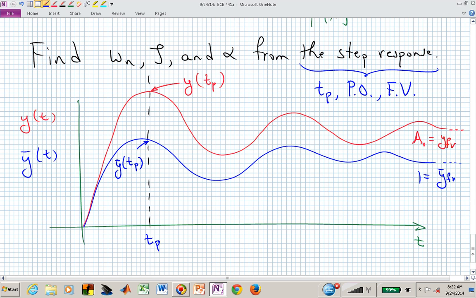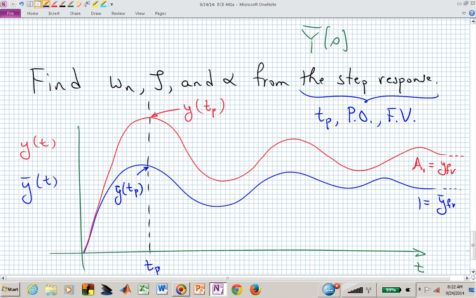If you wanted to find when y bar of t sub p reached its maximum, what would you be thinking about in terms of calculus? You would want to know, when is the derivative of y bar equal to 0? That will allow me to figure out what t sub p is. That would be the time when that happened. I could plug that time back in and evaluate to find y bar of t sub p. So I want to do some calculus, but we're going to do it a little differently. We're going to do it in the frequency domain.